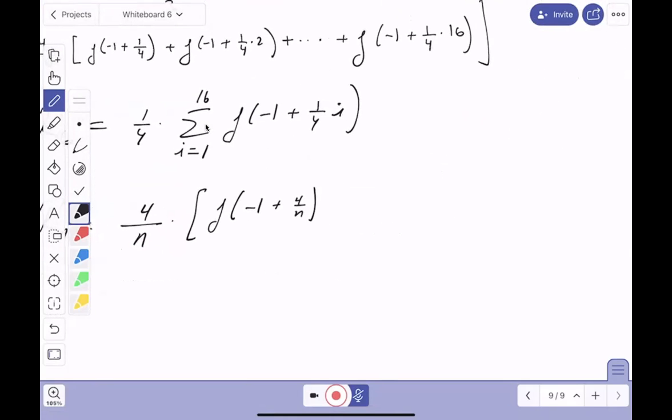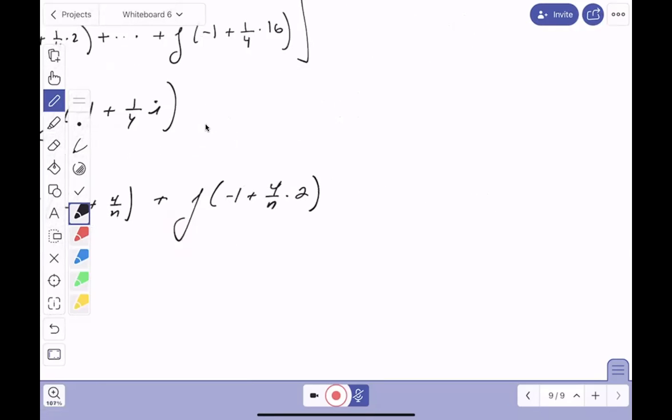And then what do I get? Plus f of -1 plus 4 over n times 2 plus f of... well, you know what? I'll just put my... down now. I'm not going to go for that. That's pretty easy to do. Let me erase this over here. Plus... I want to get to the end. What's that going to be? -1 plus 4 over n times n.